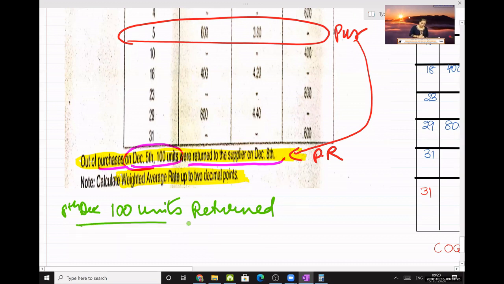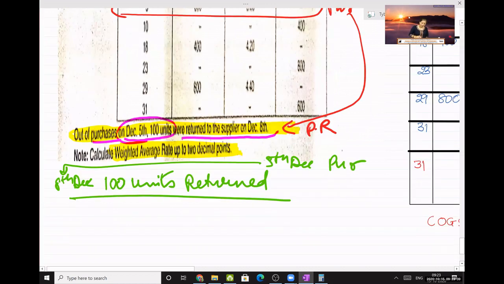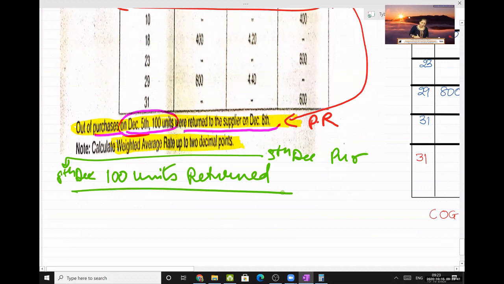ठीक है, so 5th December को क्या हुआ है? Purchase हुआ. After 3 days there is a return of what? 8th December. ठीक है, how many units? 100 units. ठीक है. In the question what it is given, they have said it is out of 5th December का purchases, there is a return of 100 units on 8th December.